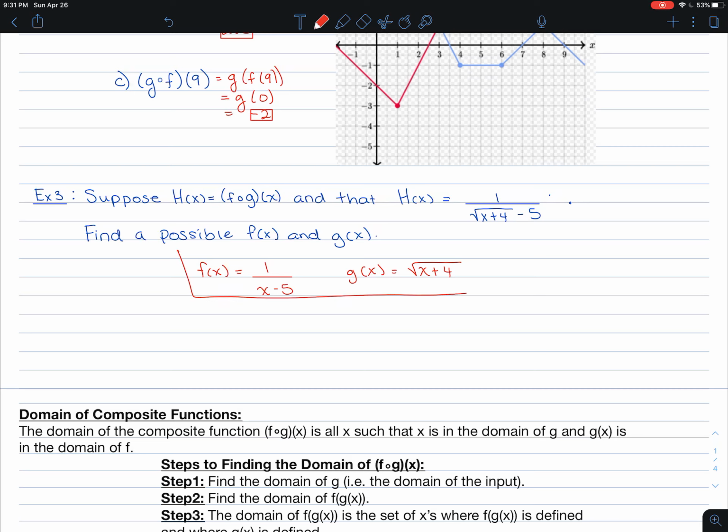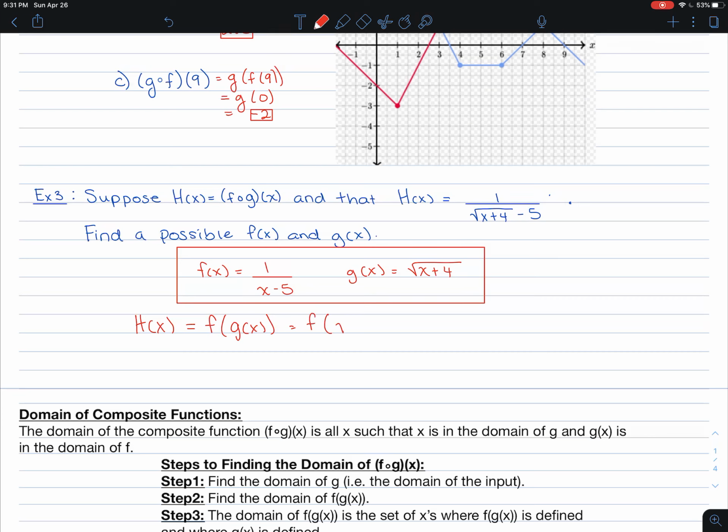So this is our final answer, but I'm just going to do the composite function so you can see what that looks like. So we have f of g of x, right? And this is our h of x. Well, g of x, so right now I'm just checking my work. G of x is square root of x plus 4. Remember, work your way inside out, okay? And then we're going to plug in the square root of x plus 4 into the f function. So that gives me 1 over square root of x plus 4 minus 5. So that is correct. That is my h of x.